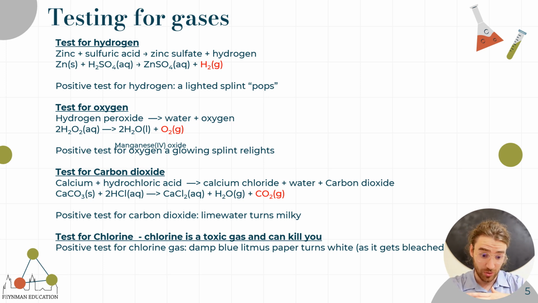When it comes to oxygen, oxygen is going to relight a glowing splint, because oxygen as well is quite flammable but not as reactive as hydrogen, so it is going to give life to a burning splint. It's going to make that flame increase in size.